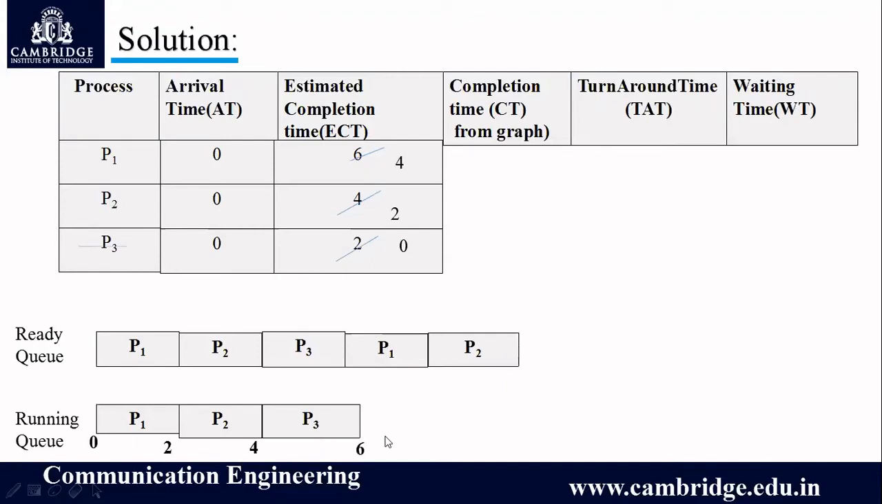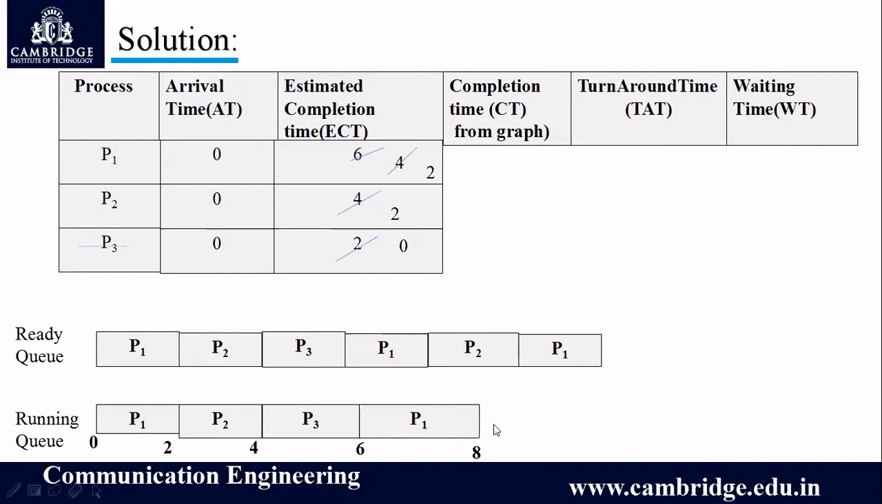Now, P1 is chosen from the ready queue. P1 would run for another 2 milliseconds, which means you're left with 2 more. So I need to save it back into the ready queue. It comes next to P2. Now from this till here, we have given to the running queue for execution.